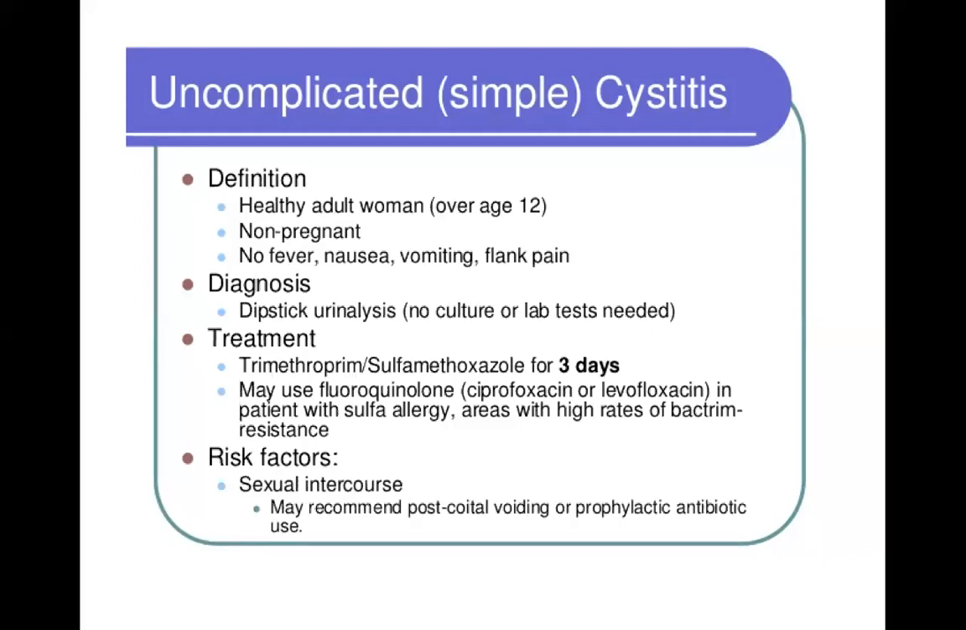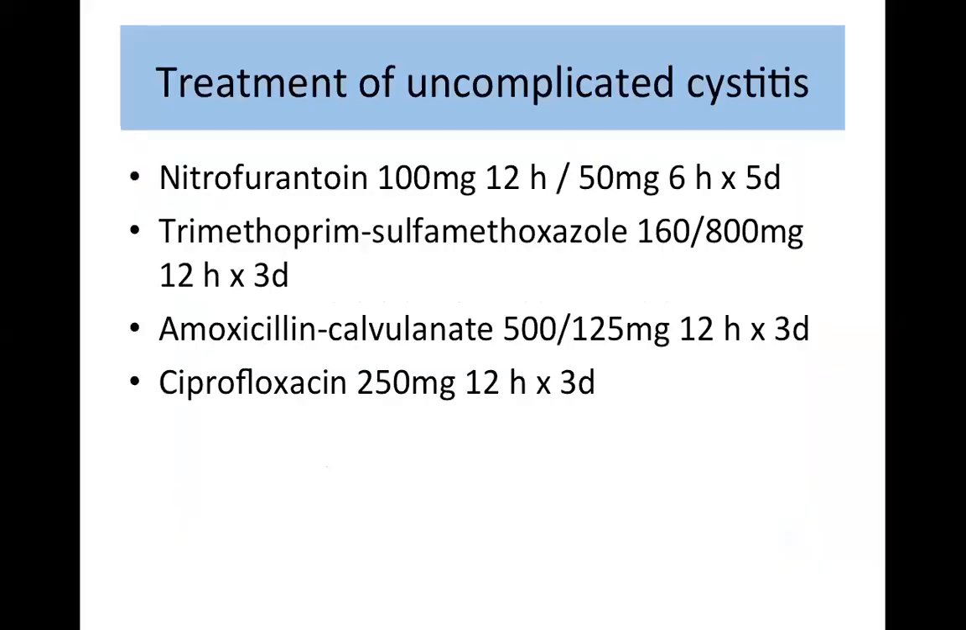So basically the commonest risk factor for uncomplicated UTI is sexual intercourse. So usually it happens in sexually active females. So that is one thing you need to remember. When you go to treatment, usually treatment is with oral antibiotics given for a short period.